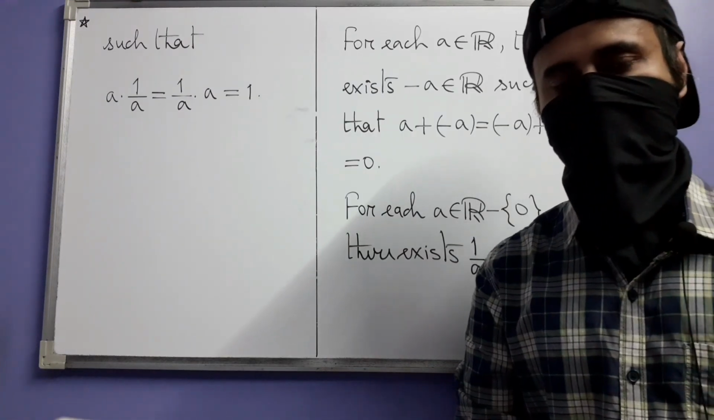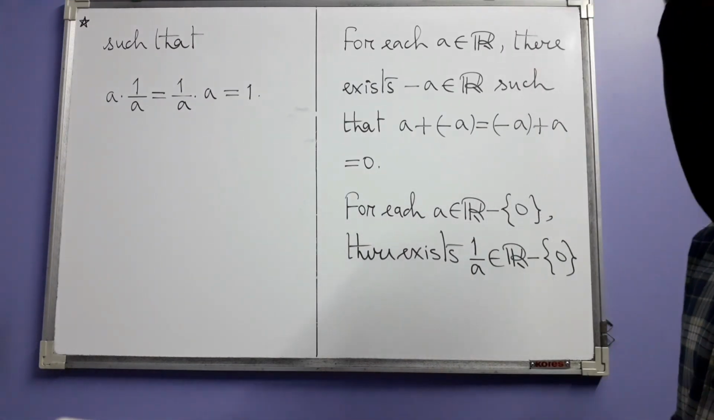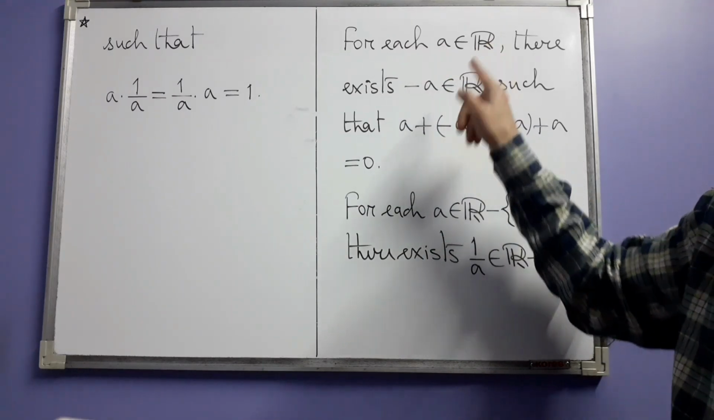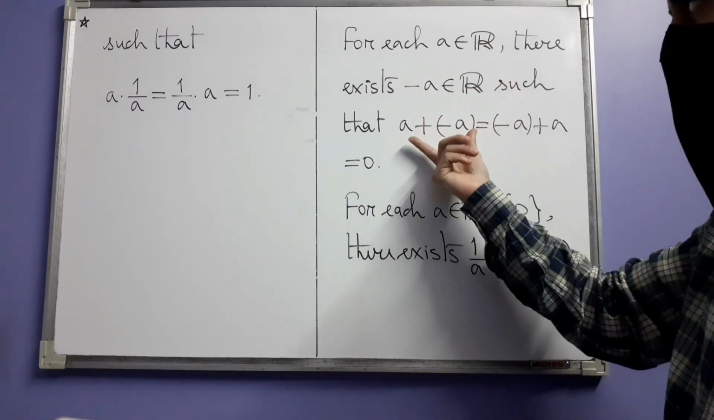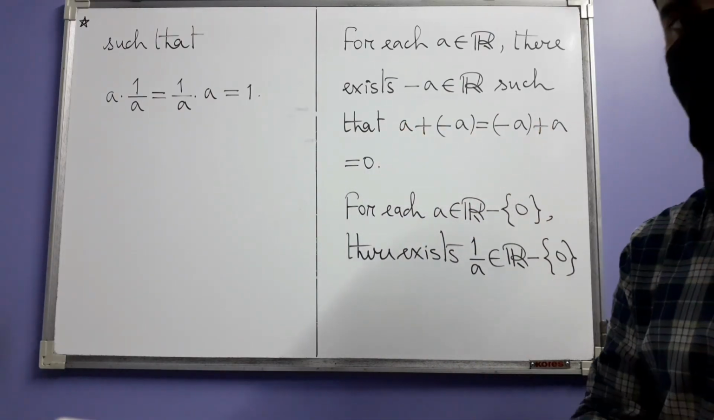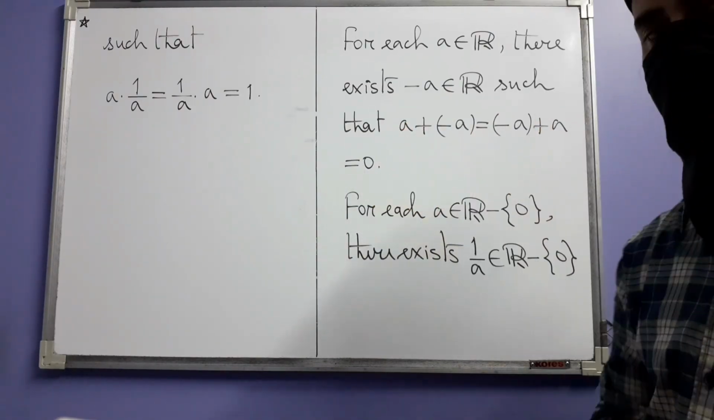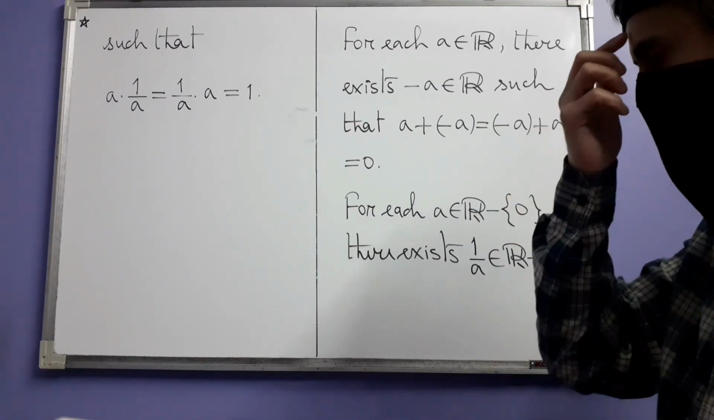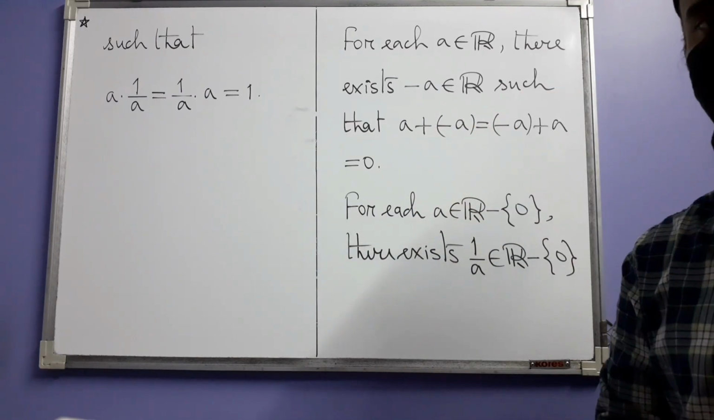Next, we consider another known fact, two facts actually. We know that for each real number a, there exists its negative such that the sum of the number and its negative in any one of the two orders is equal to 0. Where what is 0? 0 is the identity element for addition.